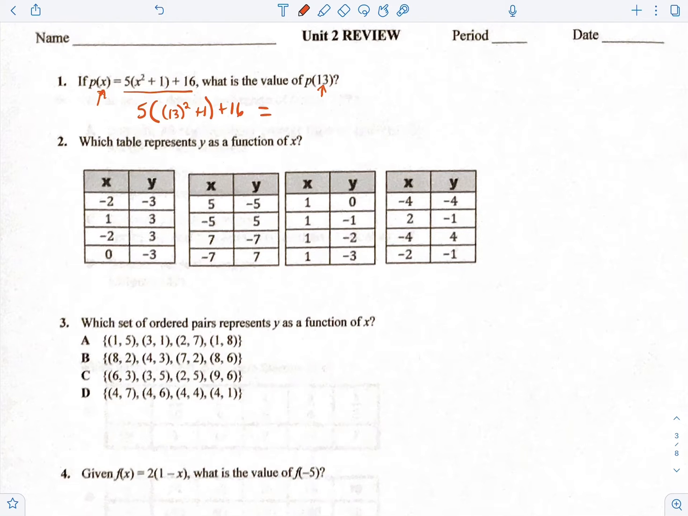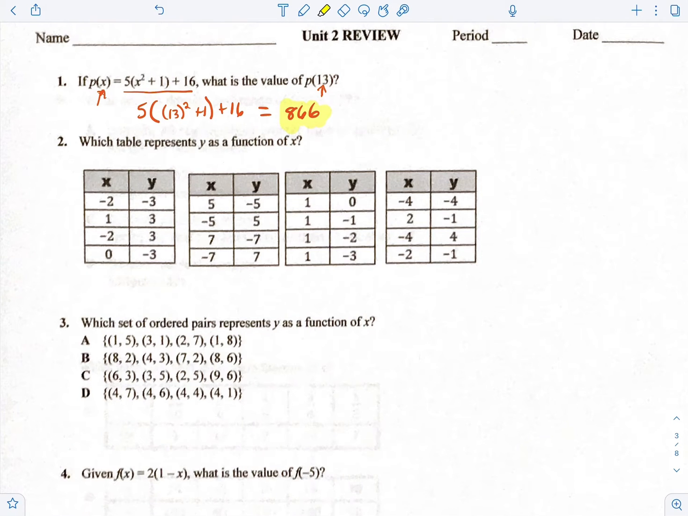All right, and now it's just about simplifying this thing. So we get our calculators out and let it be our friend. And what I get out is 866. All right, y'all check me on that.